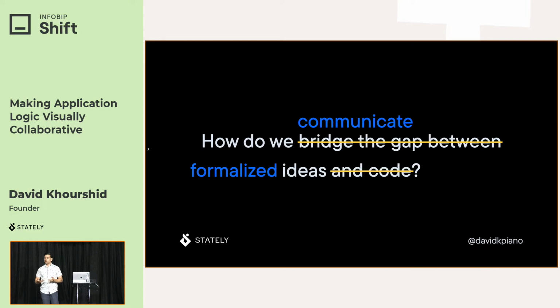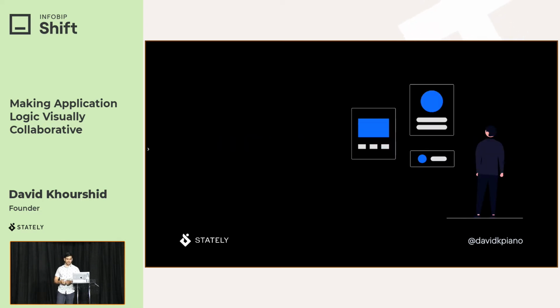But how do we bridge the gap between the ideas and code? This is really weird. So the first thing we do is we remove the code part. And by doing that, we instead formalize our ideas so that our ideas become executable. And we're getting someone to fix that. Thank you. You're a saint. And so by doing that, we no longer have to bridge a gap between our ideas and our code, but instead we just have to figure out the problem of how do we communicate these formalized ideas.